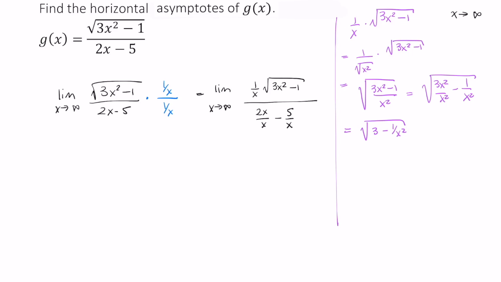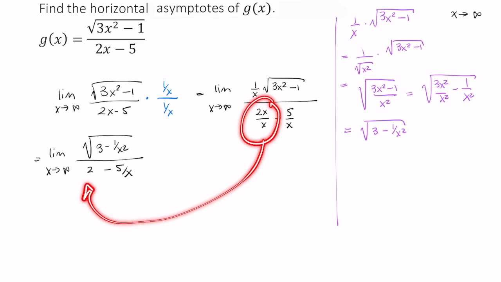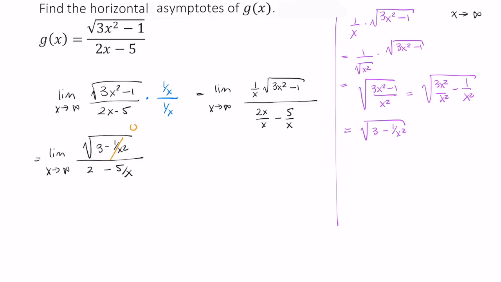Okay, so let's replace that in our numerator. I also went ahead and simplified 2x over x as just 2. Now, as x approaches infinity, this becomes 0. That is, the limit as x approaches infinity of negative 1 over x squared is equal to 0. And the limit as x approaches infinity of negative 5 over x also equals 0. So I am left with the limit as x approaches infinity of the square root of 3 over 2, which is just the square root of 3 over 2.